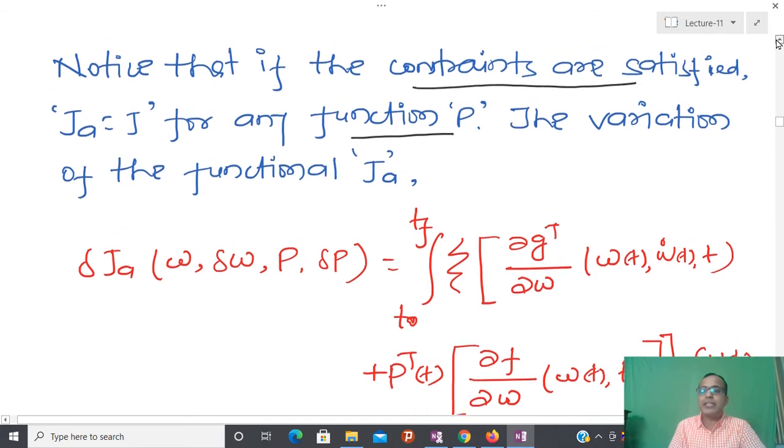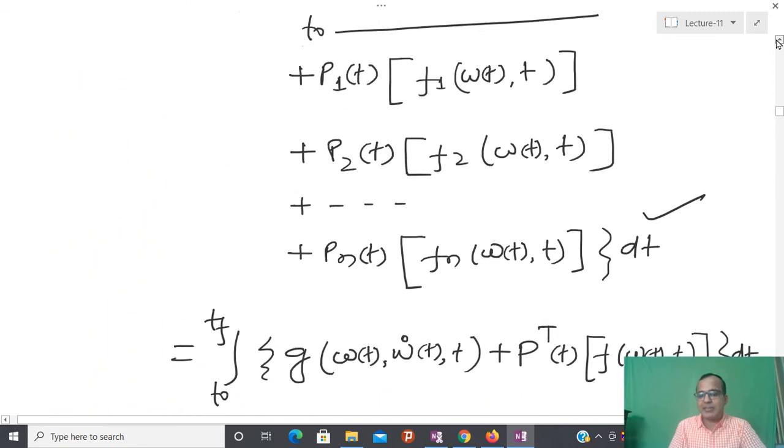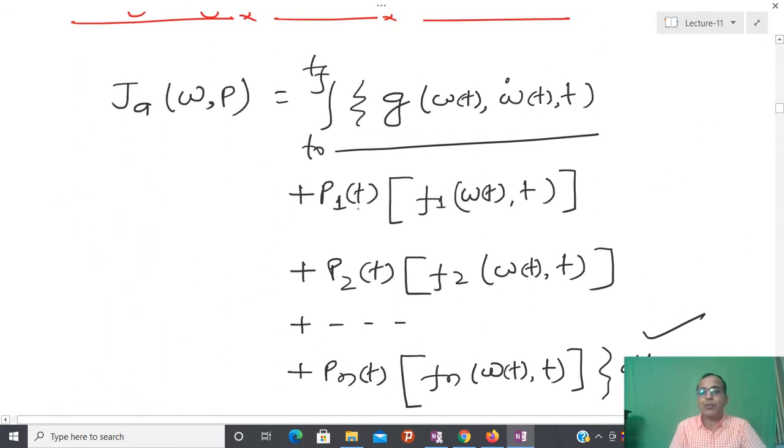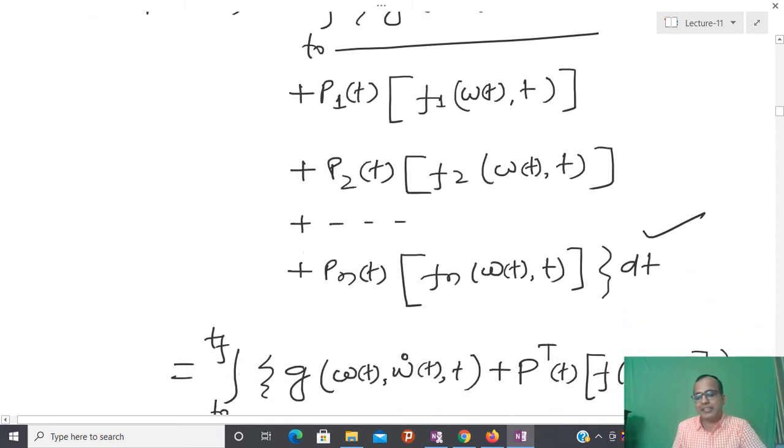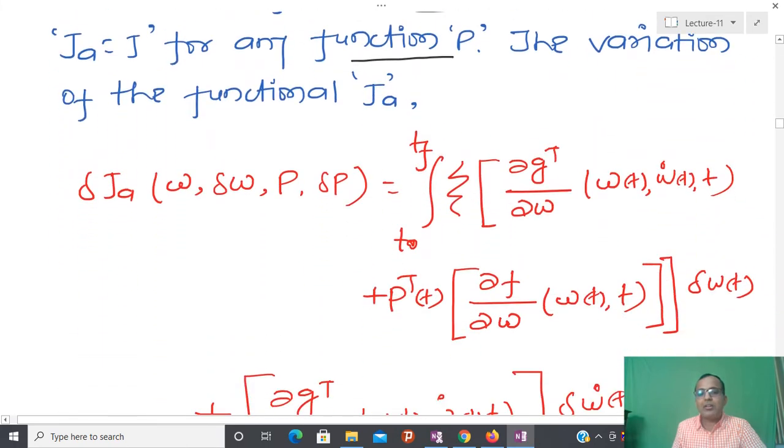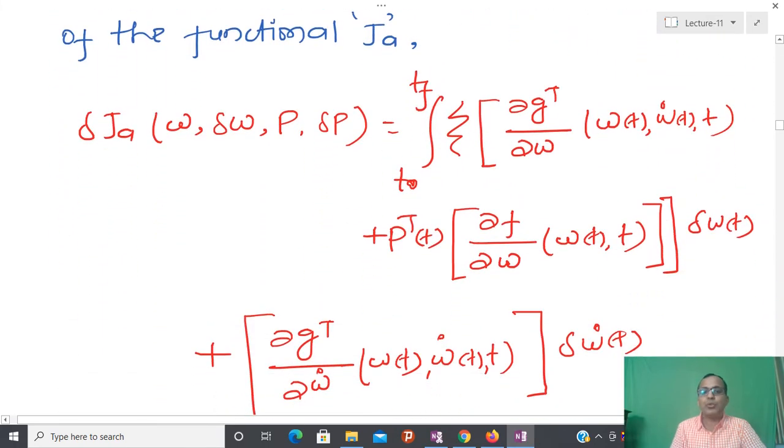Whenever we are solving the extremization problem, the augmented function is put inside the integral. I am assuming that this whole quantity is valid only for t0 to tf, and due to that reason we put this quantity inside the definite integral. Now again I have to calculate the variation, with respect to omega and with respect to p.